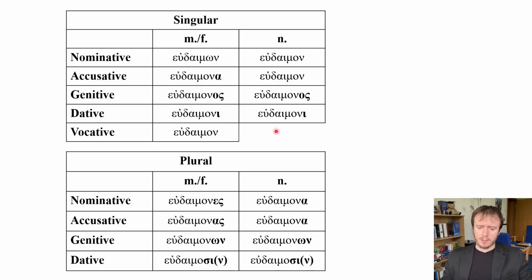Now I haven't listed a separate neuter vocative singular form, and that's because it will be the same as the neuter nominative singular form. It would be eudaimon.